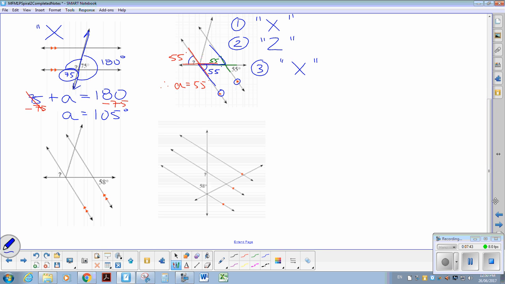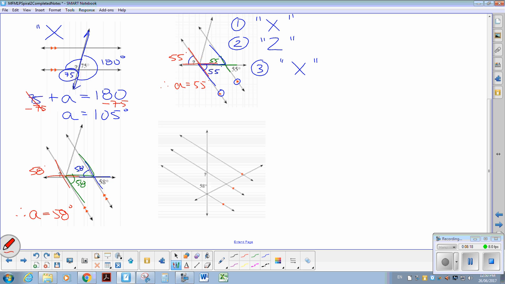Next one. Well, this one looks familiar, right? They try to trick you with different numbers, but in the end, it's the same process. X pattern, so that means that's 58 degrees. Z pattern means this is 58 degrees. And finally, an X pattern, which tells you that as well is 58 degrees. All right, so you need to be able to work your way through or explain it.